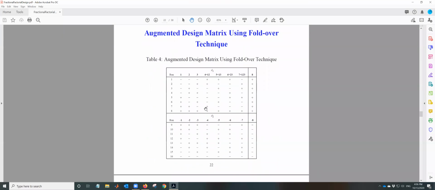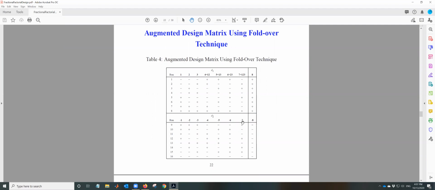You see here, this is 1, 2, 3. And here, what we are going to do is reverse the sign. For example, 1, 2, 3, you have minus 1, minus 2, minus 3. Then 4 equals 1, 2. So 4 equals 1, 2. This will be minus 4, minus 5, minus 6, minus 7. And you see, for each of the factors, we reverse the sign.